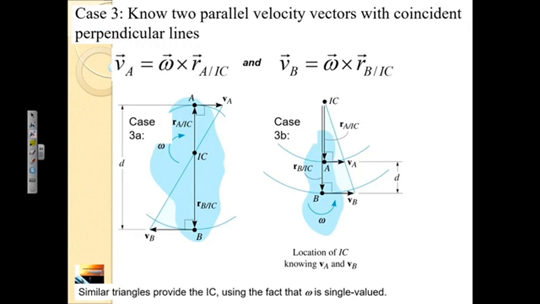Case 3. Two parallel velocity vectors with coincident perpendicular lines. So A is parallel to B, and they have coincident perpendicular lines, however you write that out. So what does that mean? Maybe I have a blob that looks like this. These velocities are parallel, so I've got my velocity of A, and I've got my velocity of B.